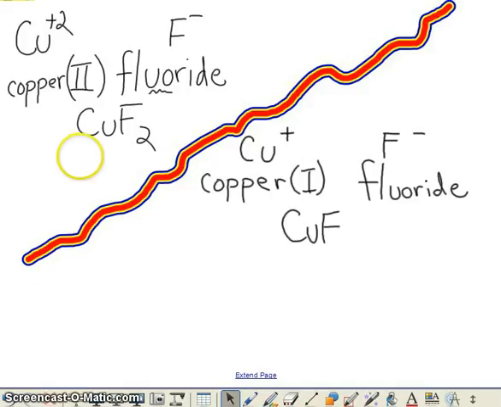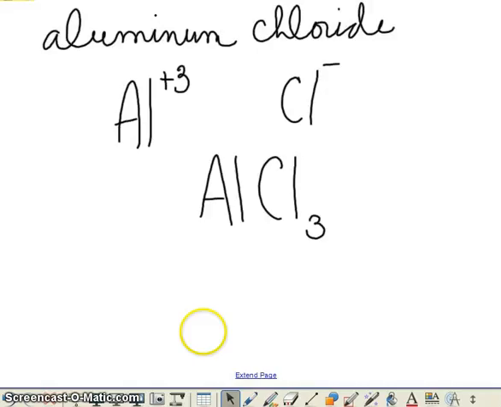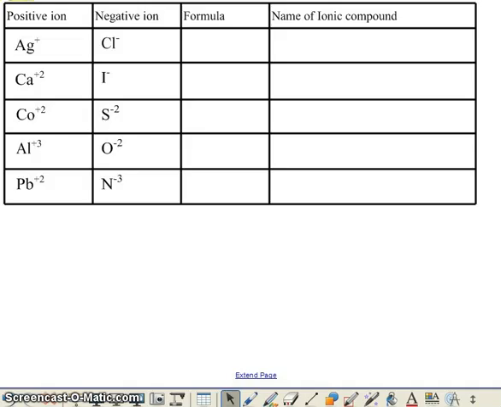So if you compare the two formulas, you see copper fluoride and copper fluoride. But notice the difference. Copper 1 fluoride has 1 copper and 1 fluorine. Copper 2 fluoride has still 1 copper, but 2 fluorines. A few more examples to show you again. I'm going to scroll through a few of these just to get through to the place where you can see where I'm going to have you practice.